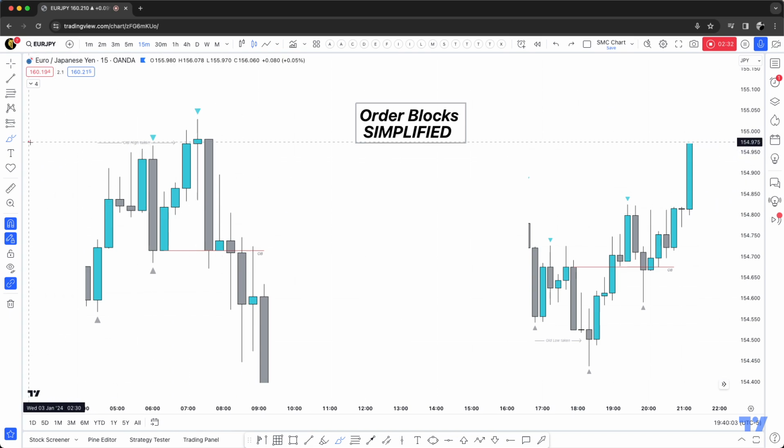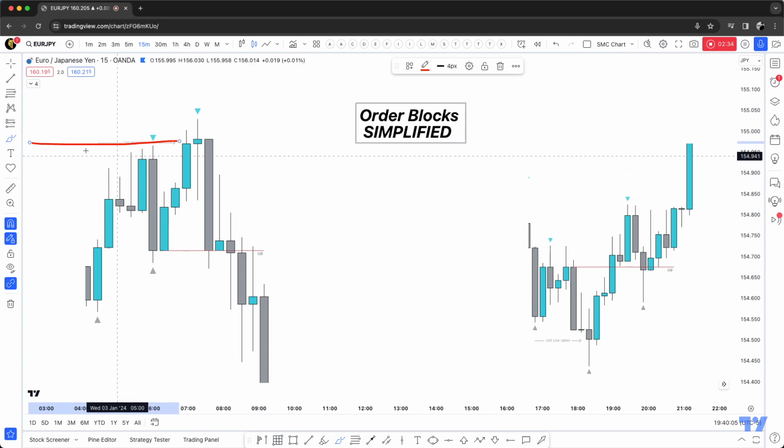you need to see an old high being taken, okay? Old liquidity. So you want to see buy side liquidity being taken, not just this recent high, but an old high as well. Don't worry, I will jump into the charts in a few minutes. You will see what I mean, okay? You need to see buy side liquidity being taken.